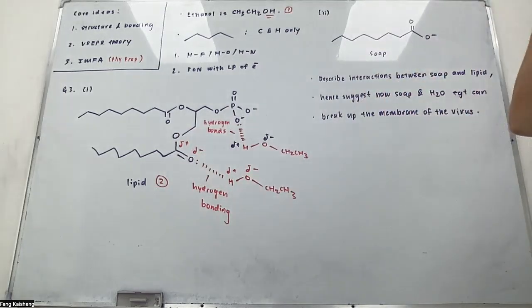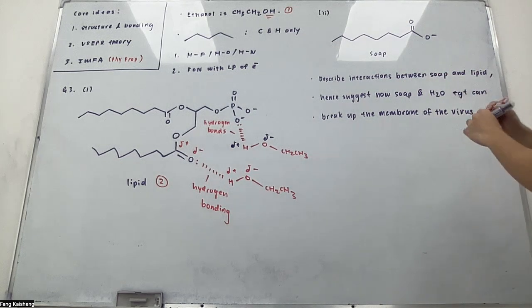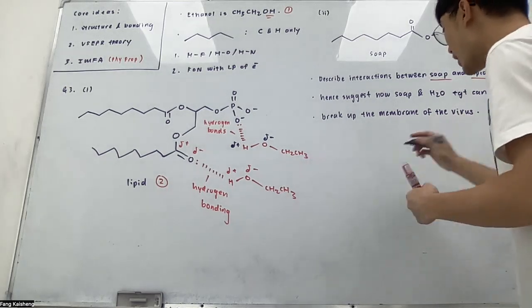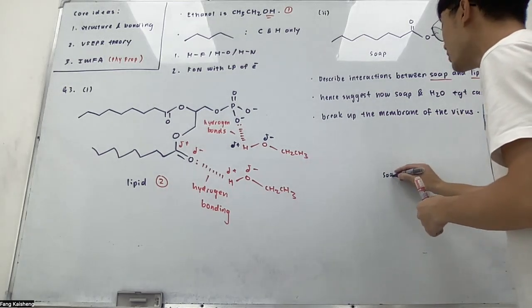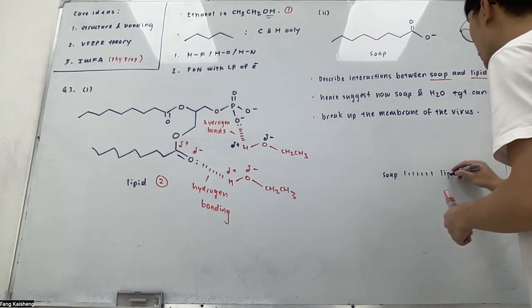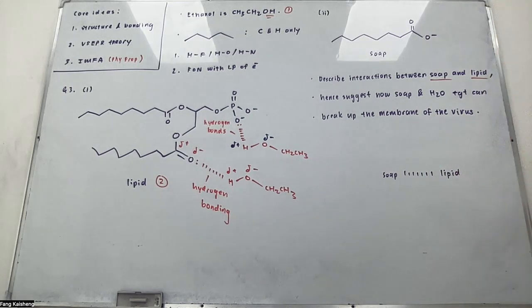So you need to have some sort of intuition regarding this context first. So in this case, let's just answer the question. When they say soap and lipid, it's basically the soap and the virus. What kind of interactions do you think they will form with one another? That's where we will have to look at the actual molecule itself and identify the type of interactions. So guys, lipid is right here.